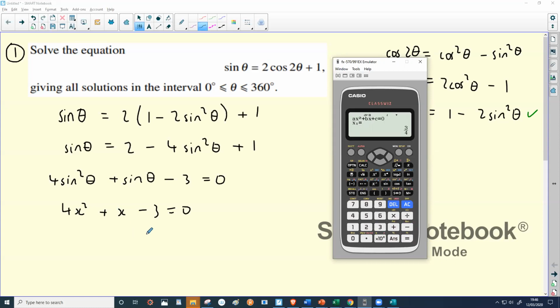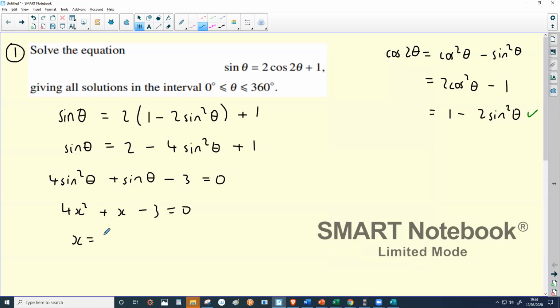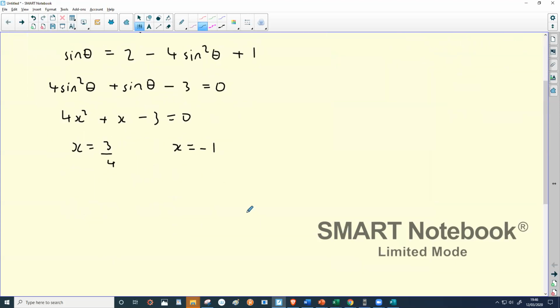So what do we get? x equals 3 over 4 and minus 1. So x equals 3 over 4 and x equals minus 1. Now that is the same as saying sine theta equals 3 over 4 and sine theta equals minus 1.